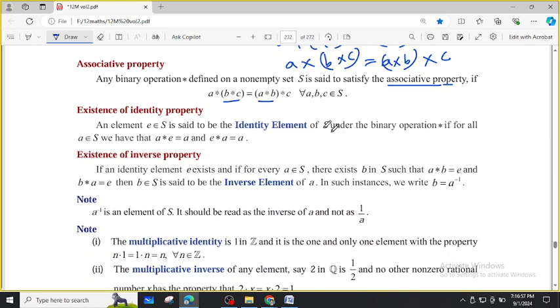Identity element. Normally, additive identity: if you add a plus 0 equal to a, 0 plus a also a, so 0 is called the additive identity, because when you add with 0, the same element comes. Like that, e is the indicator for the identity element. For multiplicative identity, a into 1 equal to a, or 1 into a equal to a, so 1 is called the multiplicative identity. So e is the identity element: a star e equal to a, e star a also equal to a. Then e is called the identity element.